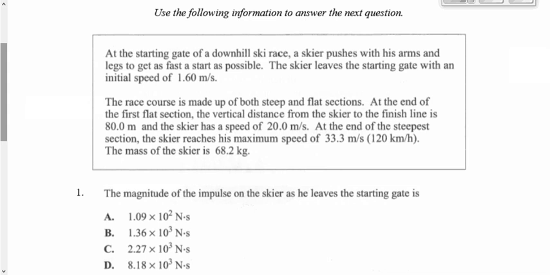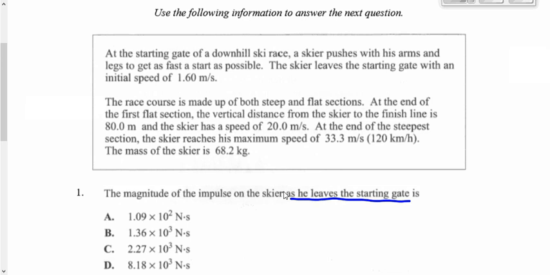In this question, it says the starting gate of a downhill ski race, the skier pushes with his arms and legs to get as fast a start as possible. The skier leaves the starting gate with an initial speed of 1.6 meters per second. And then it goes on to talk about the race course, steep and flat sections, 80-meter finish line, speed of 20 meters per second. At the end of the steepest section, 33 meters per second. The mass of the skier is 68.2 kilograms. We want to find the magnitude of the impulse as he leaves the starting gate.